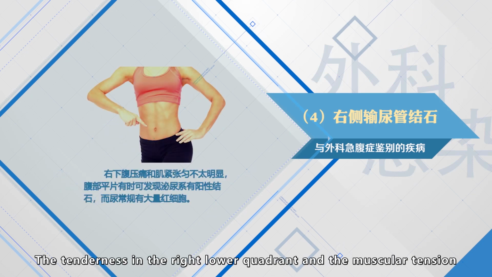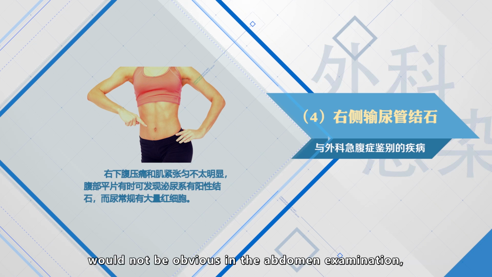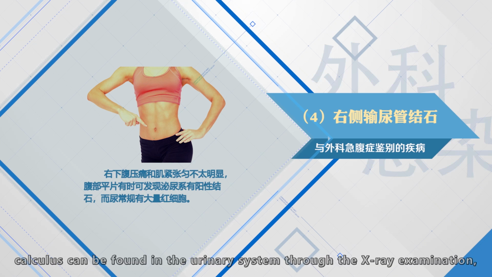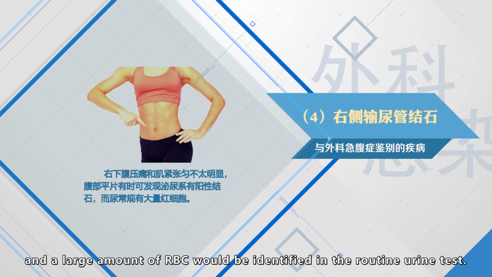The tenderness in the right lower quadrant and the muscular tension will not be obvious in the abdominal examination. Calculus can be found in the urinary system through the X-ray examination, and a large amount of red blood cells will be identified in the routine urine test.